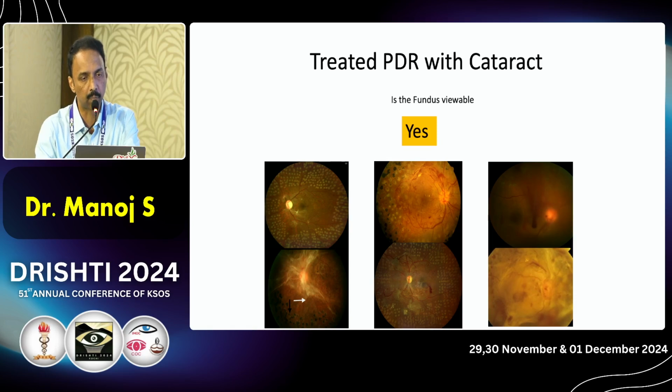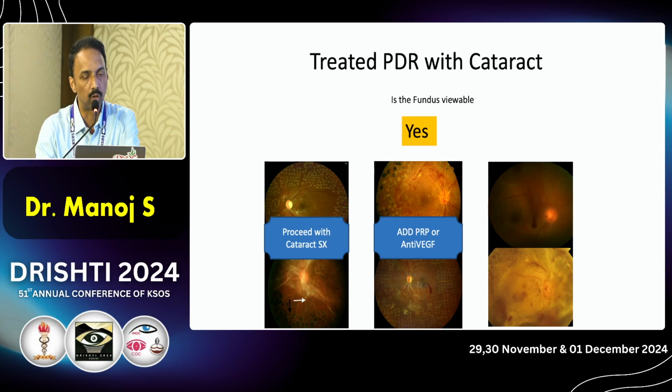Now, in a treated patient with PDR, when they come to us with cataract, the first thing we look at is whether the fundus is viewable. If you have a reasonable view of the fundus with good PRP marks, and even if there is extramacular traction, these are eyes in which you can go ahead with the cataract surgery if you think cataract is the reason for the visual loss. But if you have persistent new vessels or pre-retinal hemorrhages in spite of a PRP, then it's inadequate.